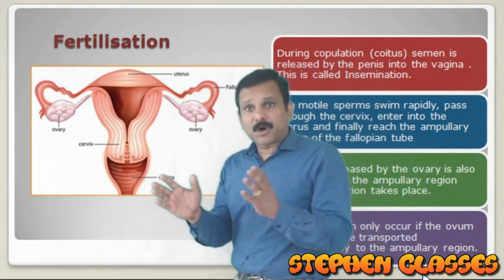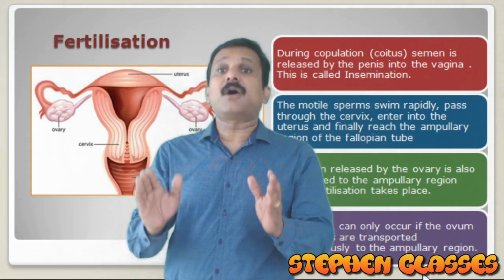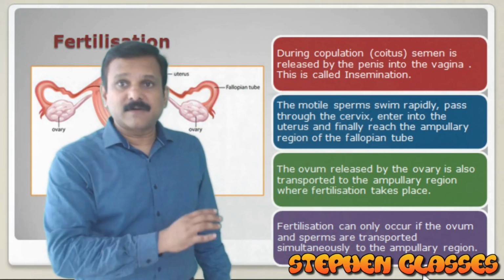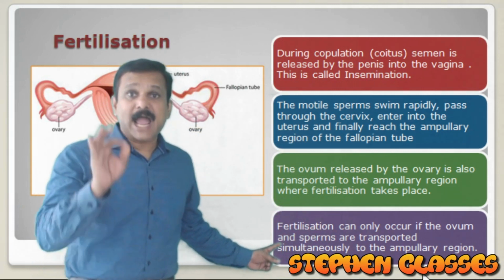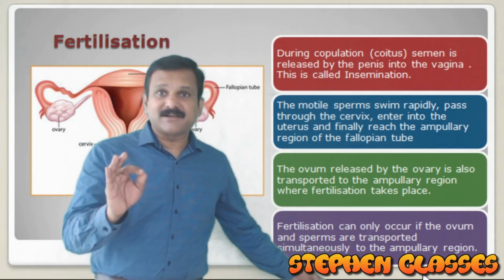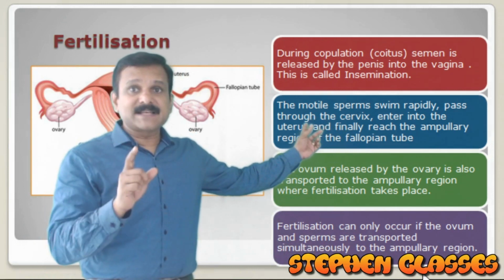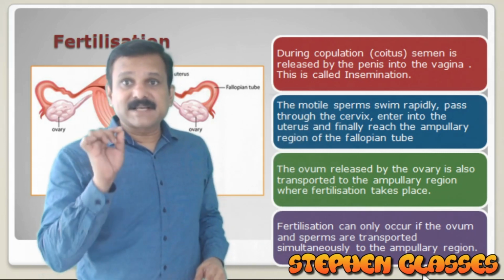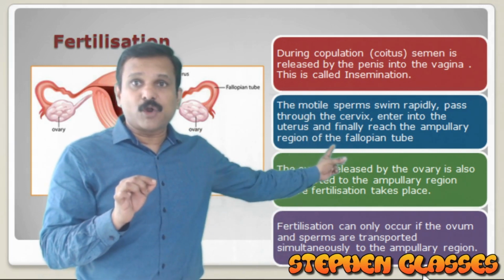Only when both the sperm cells and the ovum reach simultaneously the junction of ampulla and isthmus, there will be fertilization. For fertilization to occur, the ovum and the sperm cells have to be transported simultaneously to the ampullary isthmic region. Then only fertilization will occur. So here, in detail, the path of the sperm cell is given. The motile sperm cells swim rapidly and pass through the cervix, enter into the uterus, and finally reach the ampullary region of the fallopian tube.